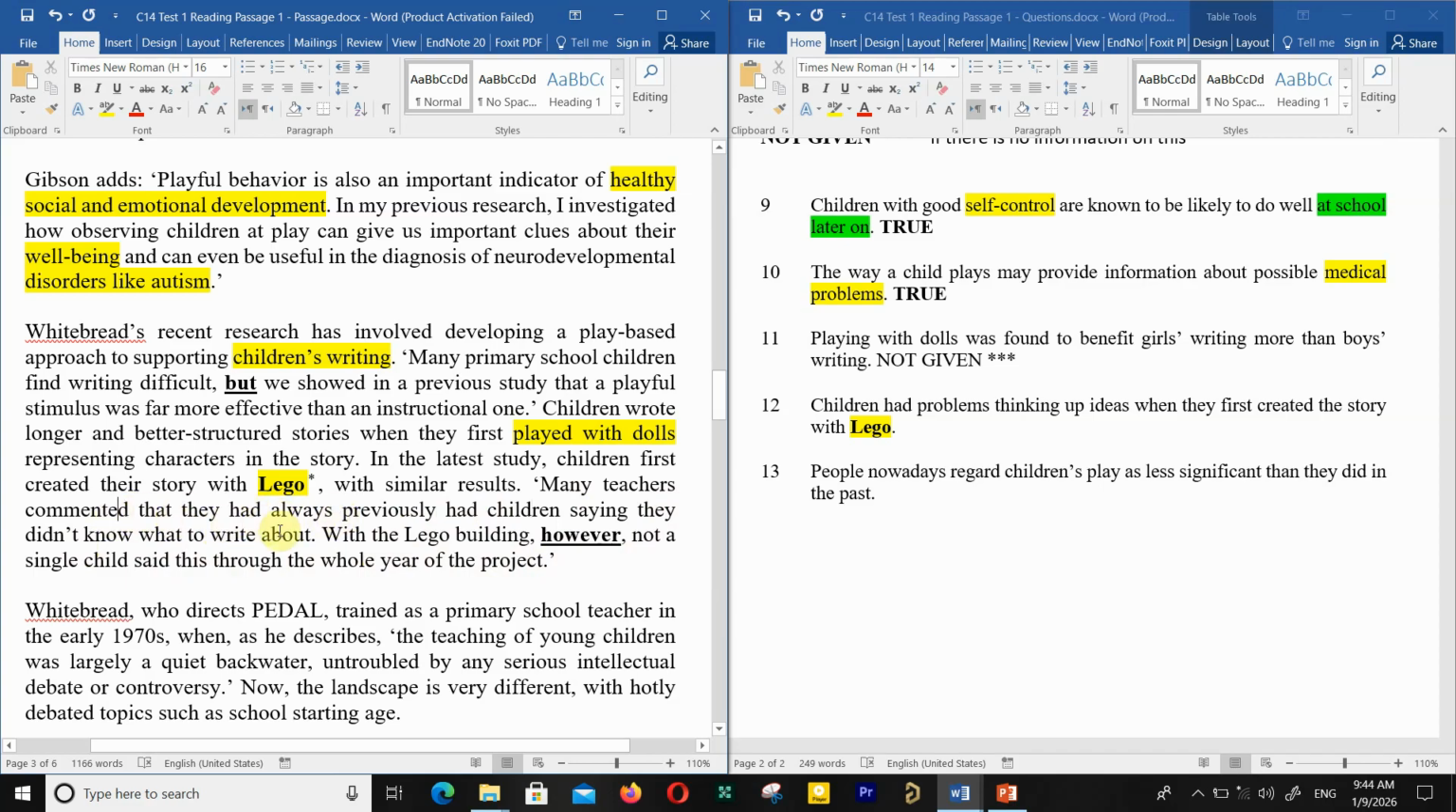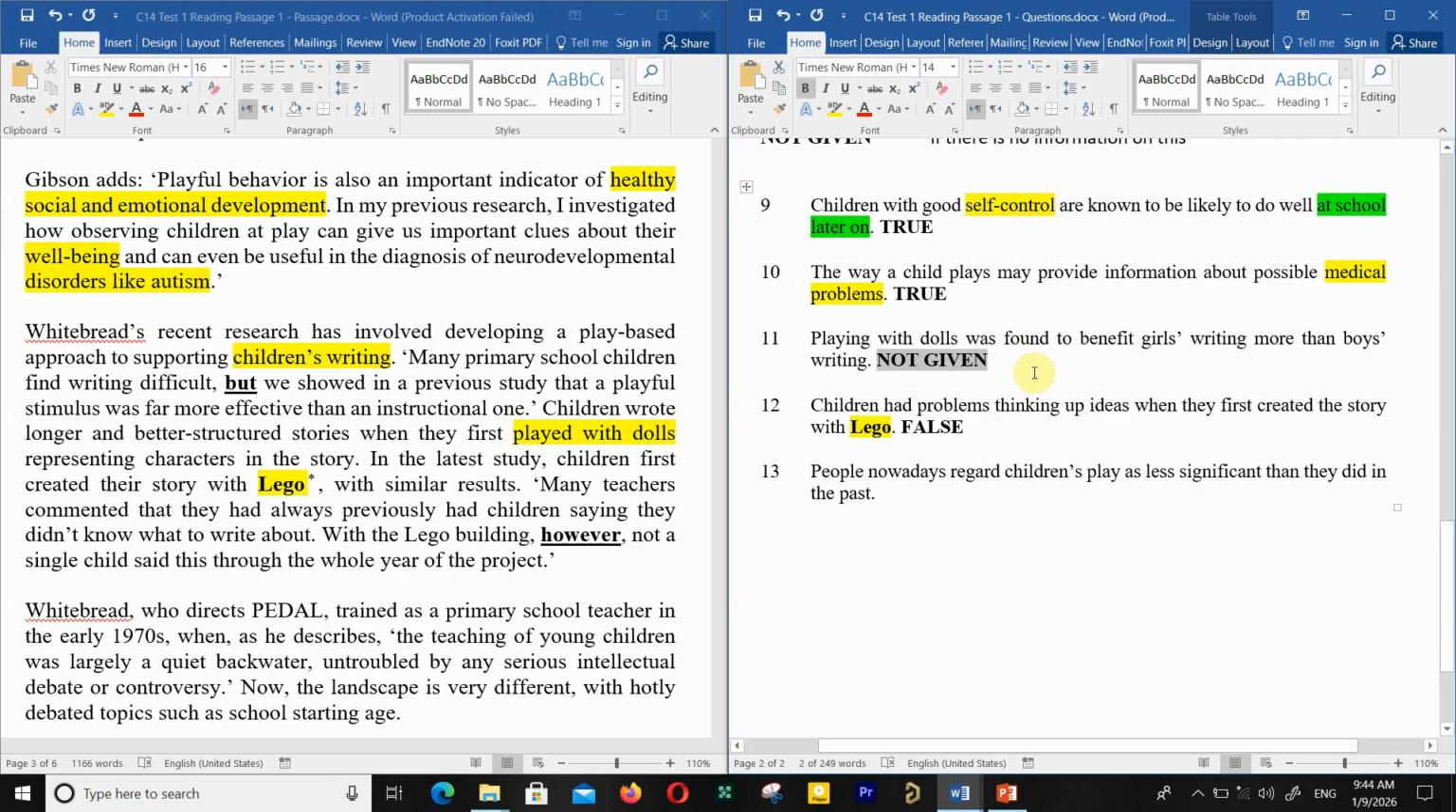You see here it says that they had always previously had children saying they didn't know what to write about, but with Lego nobody said that. So children had problems thinking of ideas when they first created the story. With Lego, no. With Lego they didn't have problems thinking. Okay, you had to understand the whole sentence, and it's really easy one because this is passage one. And there is nothing about boys and girls here. As you can see, I find the answer for question 12, but nothing about comparison between boys and girls writing. So the answer for question 11 is not given.